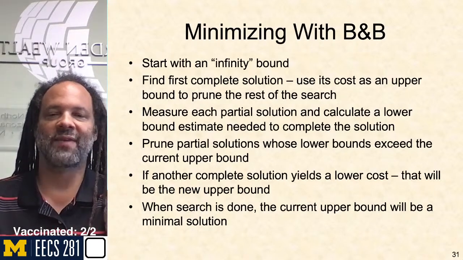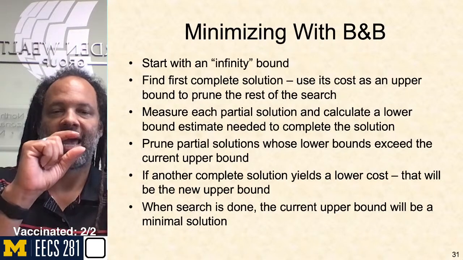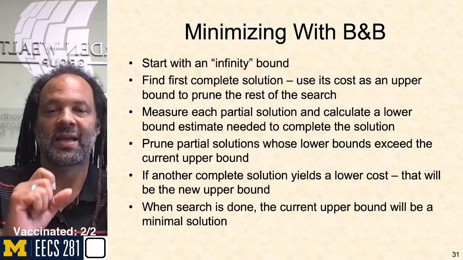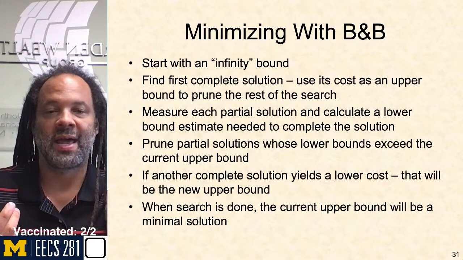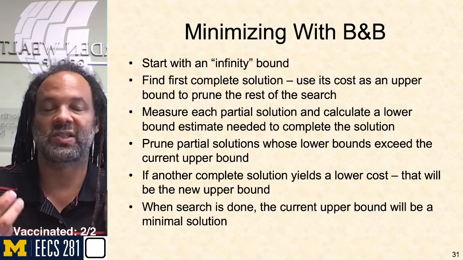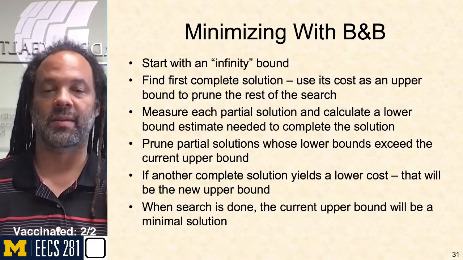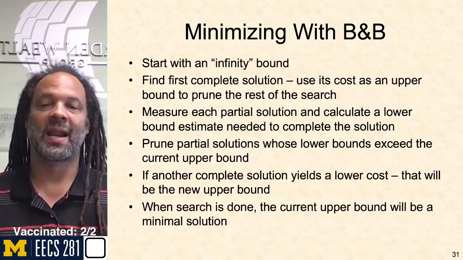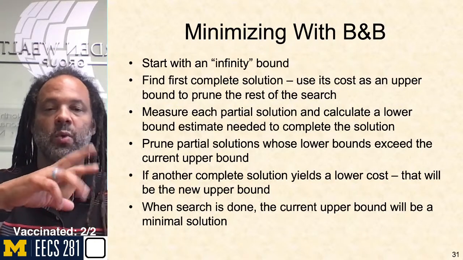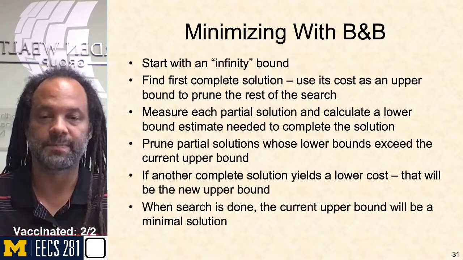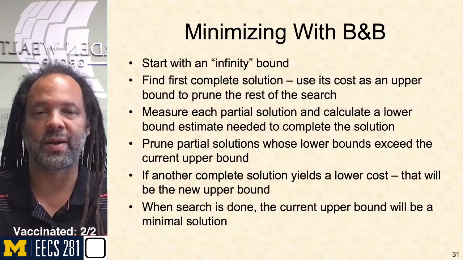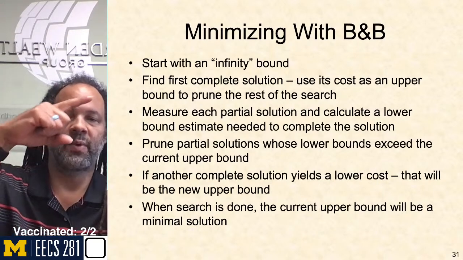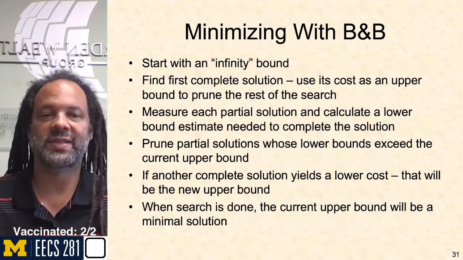And then as soon as I've got some partial solution and a calculation of the lower bound estimate, I can say, well, if that's better than my complete solution, then I'll keep going. I'll keep trying to extend the solution all the way till it's a complete solution. If it's not better, then I prune it. I prune the partial solution when the lower bound exceeds the current upper bound. And the upper bound is my current best so far. Remember, we said when we got a first complete solution, we use that as an upper bound.